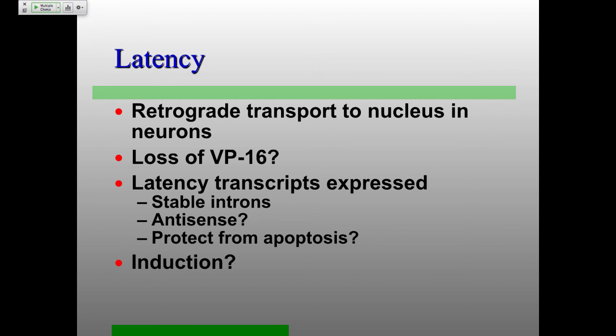We'll finish up talking about latency. How do you get latent infections? Basically, what seems to be happening is you express these latency transcripts. They have very stable introns that are part of them, and so these viruses seem to have escaped from that splicing inhibition, and potentially, at least in the case of HSV1, these are infecting neurons.